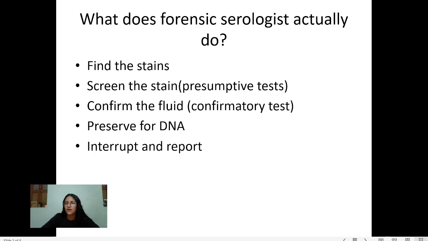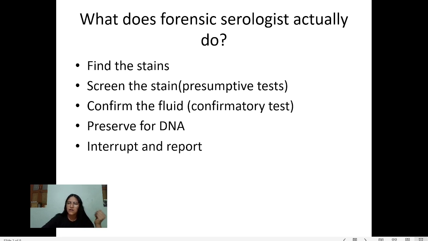Now we are going to learn a basic thing about the confirmatory test, which confirms the presence of body fluid. These tests are more specific than the preliminary test, to say that this is actually blood, this is actually saliva, this is actually semen. So these tests confirm the presence of a particular body fluid. And these confirmatory tests can also check whether it's a human body fluid or an animal fluid.